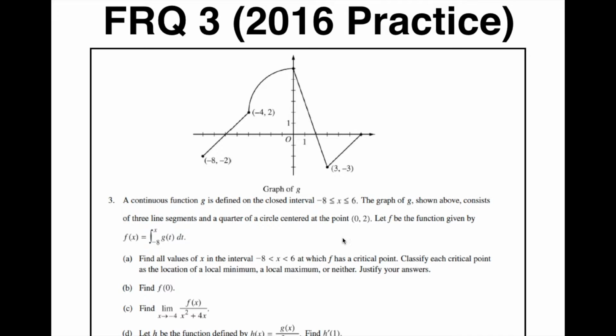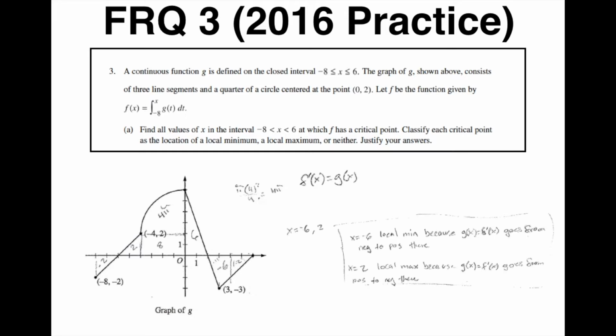Let f be the function given by f(x) equals the integral from -8 to x of g(t) dt. So let's jump right into it. This is student A, and as I said, I screenshotted their graph every time so that we can see sometimes what they did. Question A is: find all values of x in the interval [-8, 6] at which f has a critical point. Classify each critical point as the location of a local minimum, local maximum, or neither. Justify your answers.